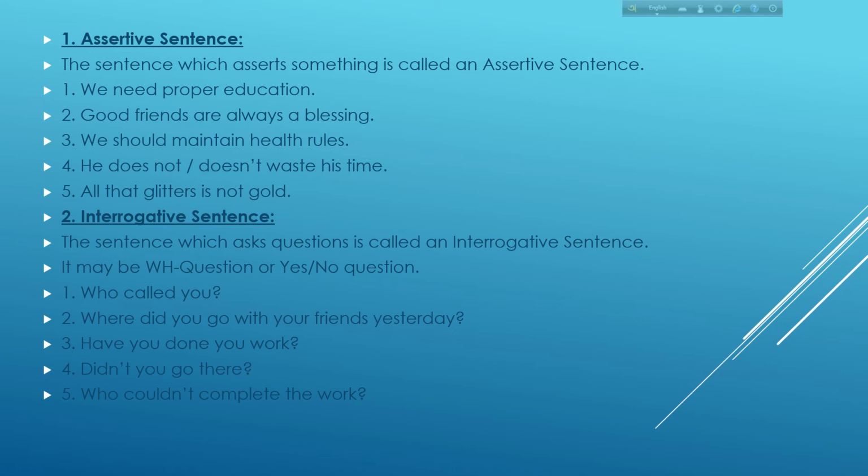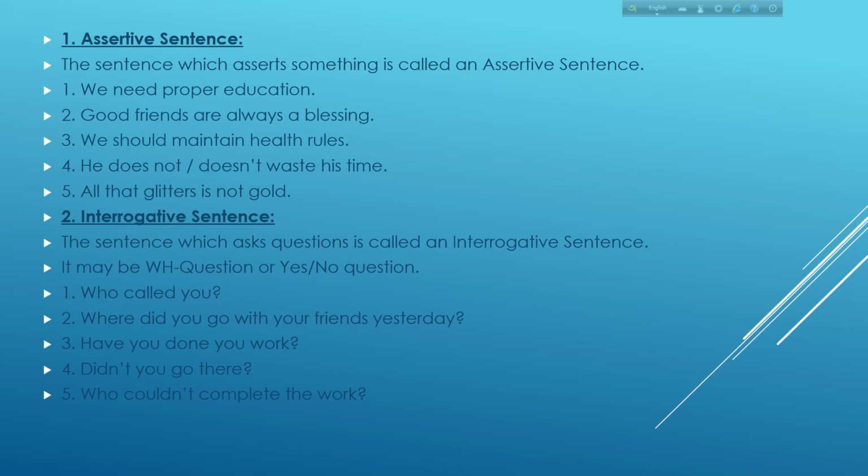He does not or doesn't waste his time. These are negative. All that glitters is not gold. These two are negative, and the first one is affirmative. All these five are assertive sentences because this asserts something, tells us something.